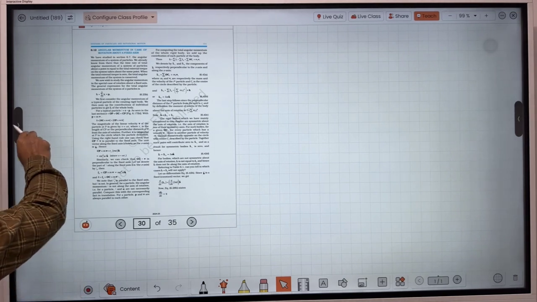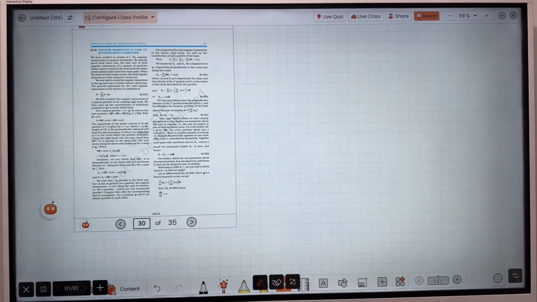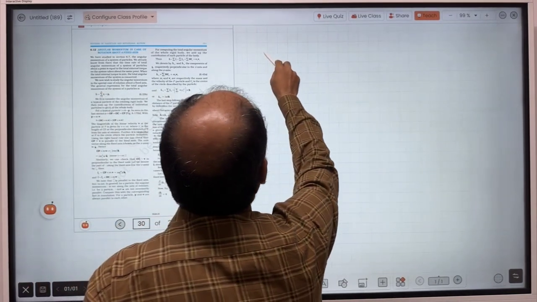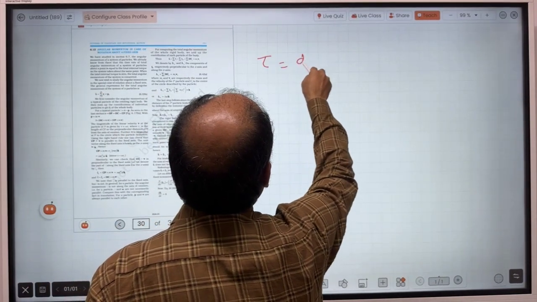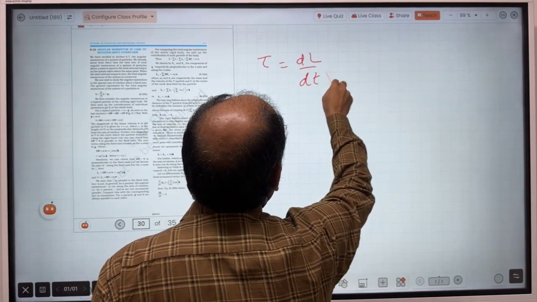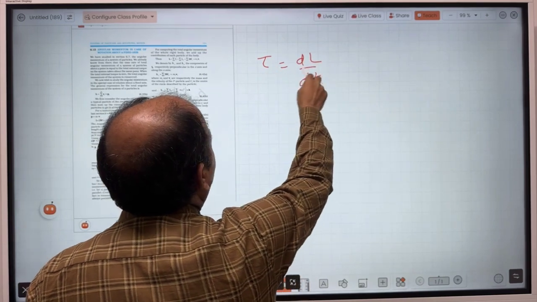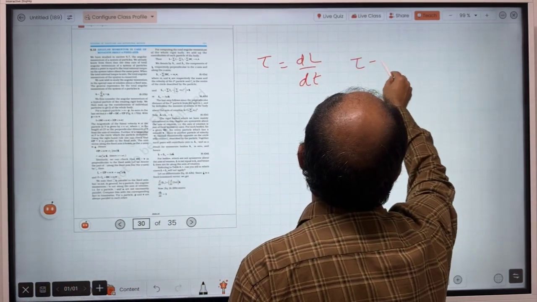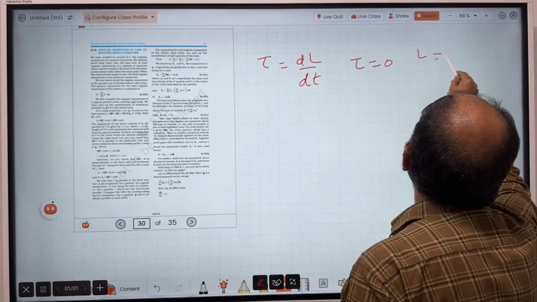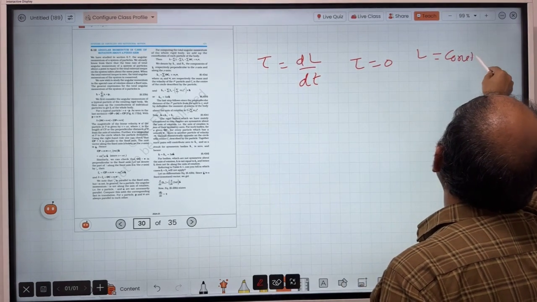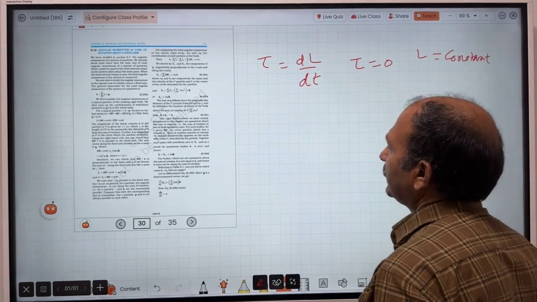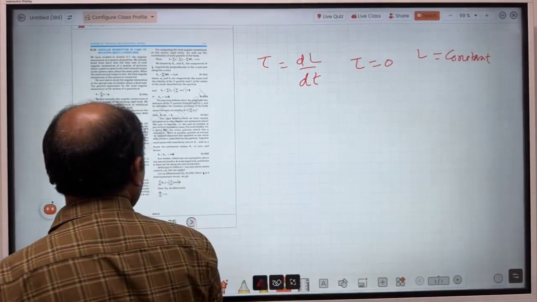Now, other related concepts we have already studied: torque is dL by dt, and in absence of torque L will remain constant. Suppose tau equal to 0, then L will be constant. So this is the basic concept that is given here.